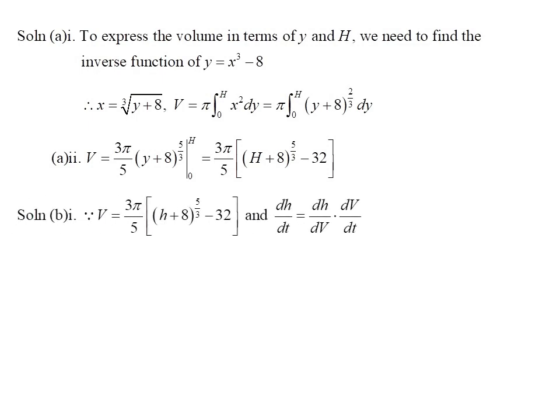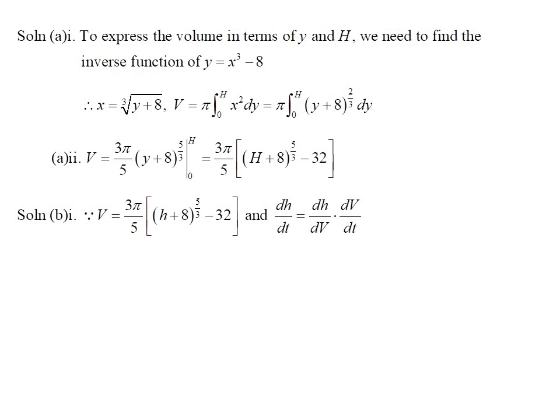Since the criteria in part B is that water is poured into the vessel and at the same time, due to a crack in the base, water leaks out at the rate dV/dt equals −4√h. Section 1 is to show that dh/dt equals −4√h over the product of π and (h + 8)^(2/3).